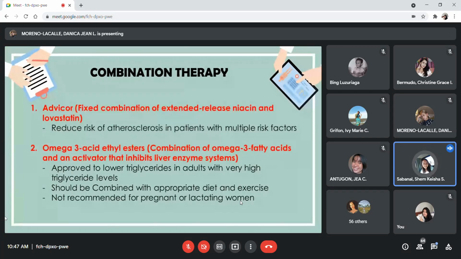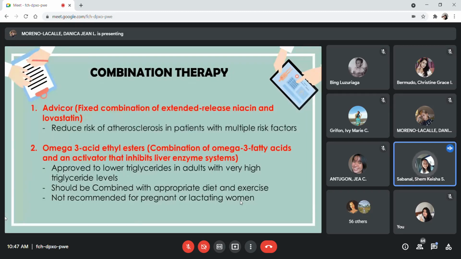So combination therapy. We use combination therapy when a patient does not respond to strict dietary modification, exercise, and lifestyle changes, or when the patient does not respond to using one lipid-lowering agent only. Basically, combination therapy is using a combination of drugs. So we have here Advicor. It is a fixed combination of extended-release niacin and lovastatin. What it does is reduce the risk of atherosclerosis in patients with multiple risk factors.